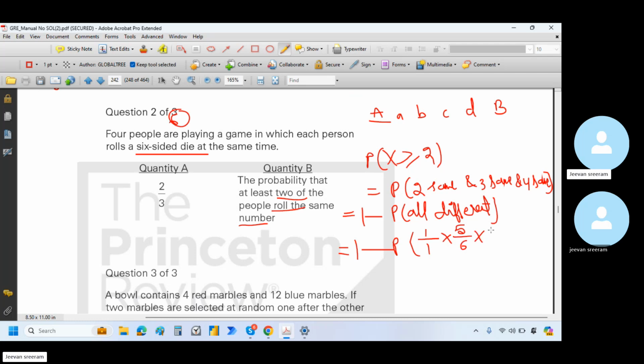Similarly, for the third person, 2 numbers were already gained by the first 2 persons. So the remaining number of outcomes is 4. Out of 4, 1 must be gained by the third person: 4 by 6. And next, 3 numbers were out. Out of the remaining 3 numbers, the fourth person should get one of them, right?